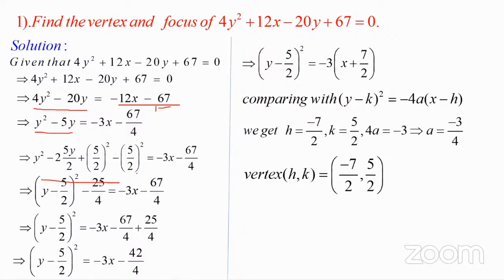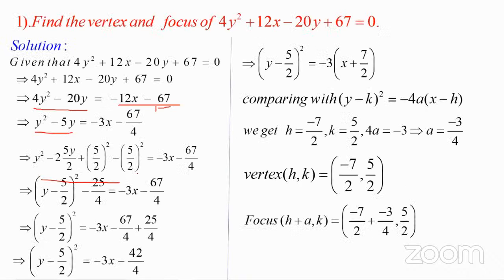These are the required values for finding the vertex and the focus. Vertex is nothing but h comma k, that is minus 7 by 2 comma 5 by 2, and the focus is nothing but h plus a comma k, that is minus 7 by 2 plus minus 3 by 4 comma 5 by 2. Then I will get this value, taking LCM 4, then 2 minus 14 minus 3. So this is minus 17 by 4 comma 5 by 2, which is the required answer.